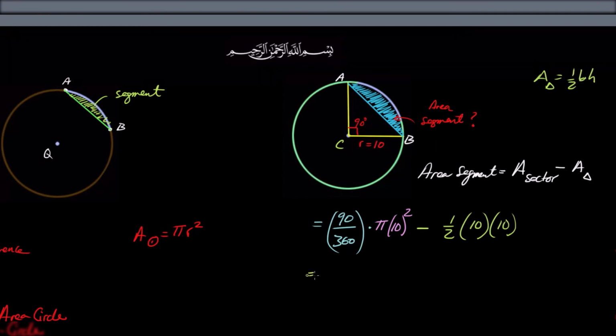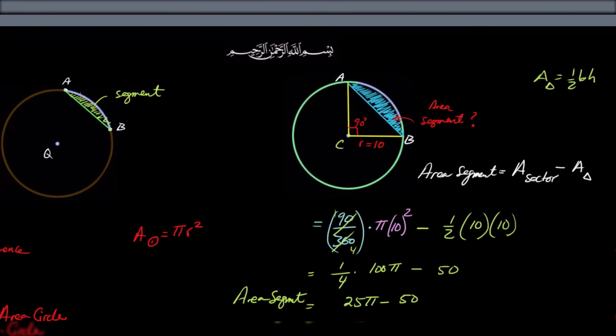So that's easy. Now this is going to be 1/4, of course. So this is going to be 1/4 times 10 squared is 100, 100 pi. And minus 50 over here like this. And 4 goes into 100 25 times. So this is 25 pi minus 50. So the area of the segment is going to be 25 pi minus 50.